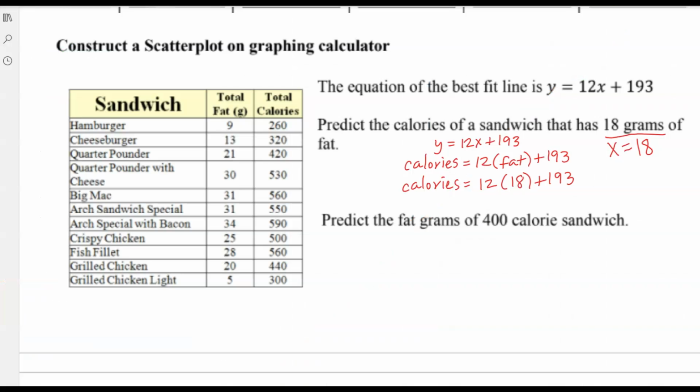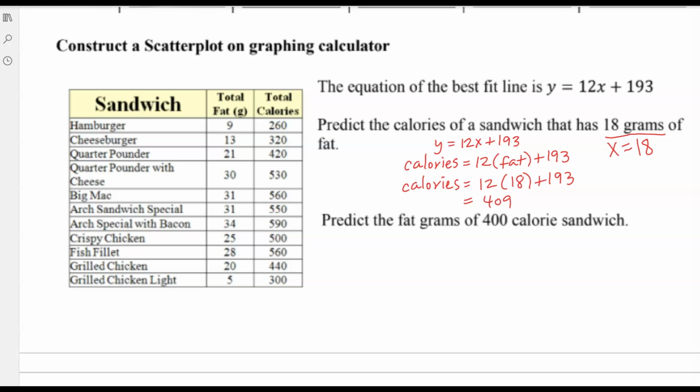We can take our best fit line, y equals 12x plus 193. We can replace the x and the y with words to remind us of what's going on. Y is calories, x is fat. So we could read that equation: calories is equal to 12 times the number of fat grams plus 193. And then since we know the number of fat grams is 18, we can substitute that in, and that gives us the number of calories, 409. 12 times 18 plus 193.